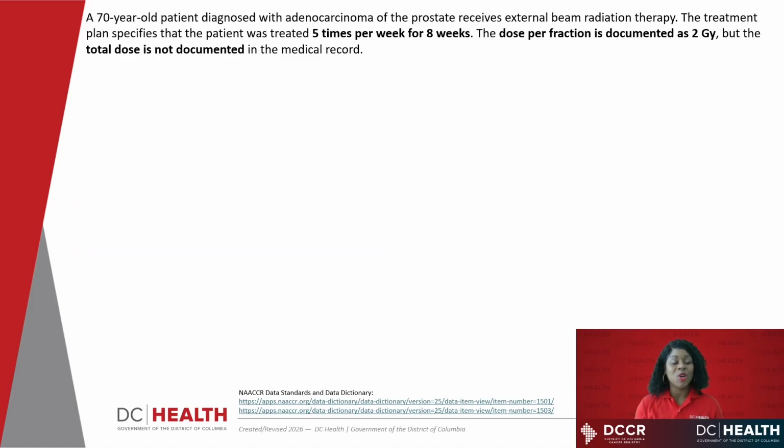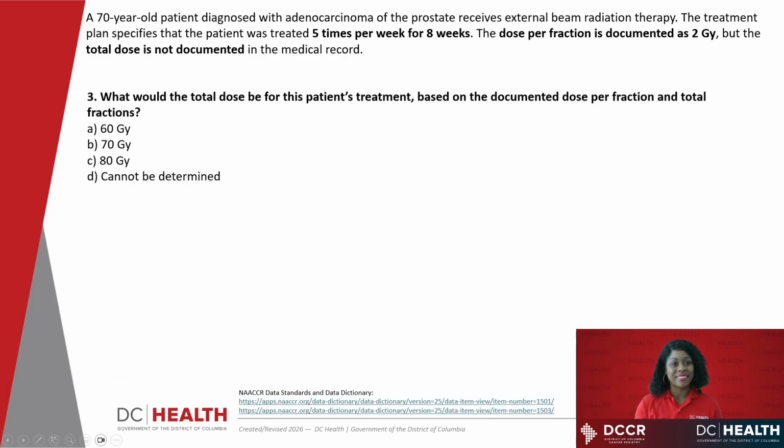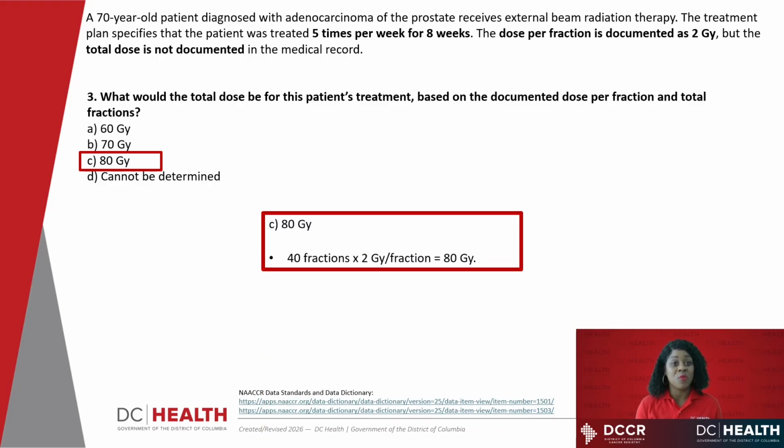Same case scenario, question number 3. What would the total dose be for this patient's treatment based on the documented dose per fraction and total fractions? Is it A, 60 gray, B, 70 gray, C, 80 gray, or D, cannot be determined? The correct answer is C, 80 gray. And here is the formula on how to calculate this. 40 fractions times 2 gray per fraction equals 80 gray.